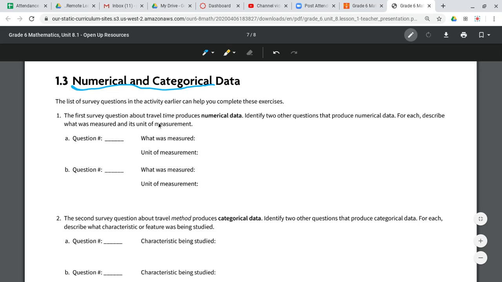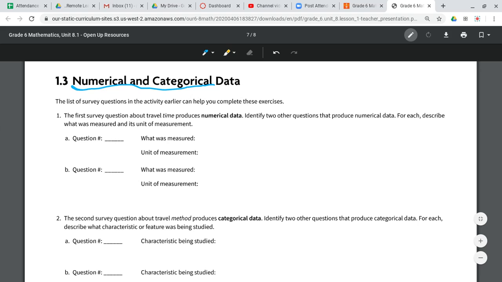The first survey question about travel time produces numerical data. Identify two other questions that produce numerical data for each. For each, describe what is measured and its unit of measurement. So numerical data means that when you ask the question, your answer is going to result in a number. So thinking about the first question, travel time, well, that's going to be a numerical answer. We're going to say it takes us 20 minutes, it takes us 2 minutes, it takes us 5 minutes, it takes us a half hour. Those are all numbers, so it's a numerical answer.